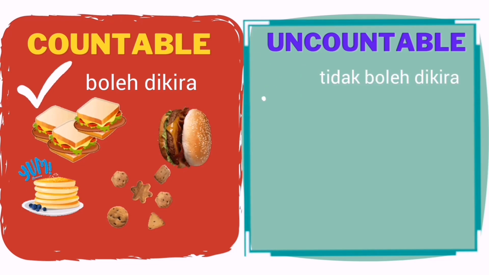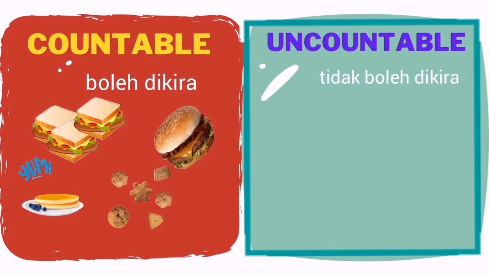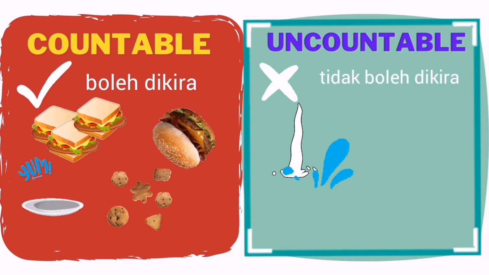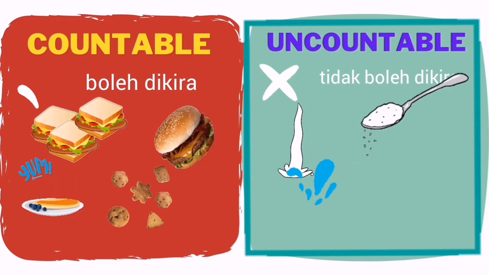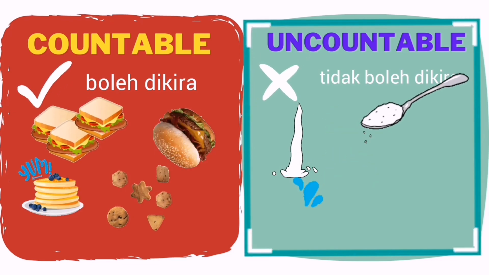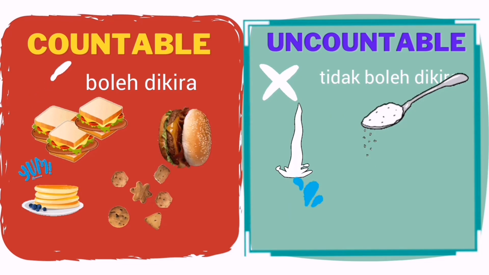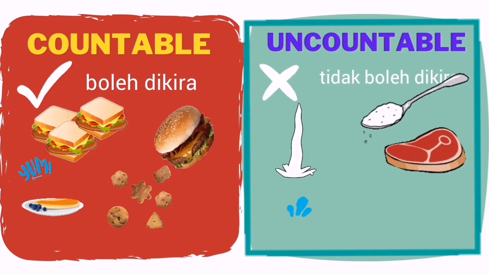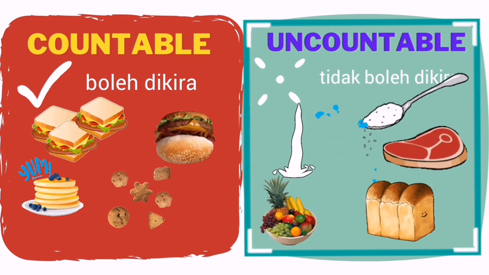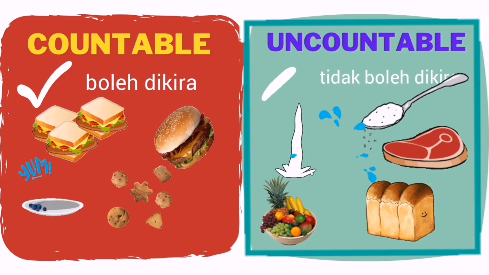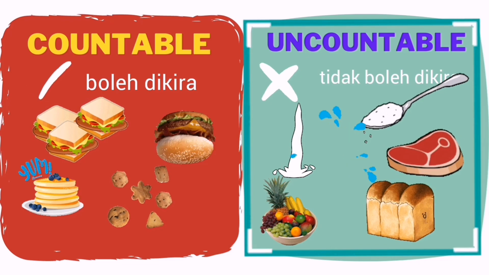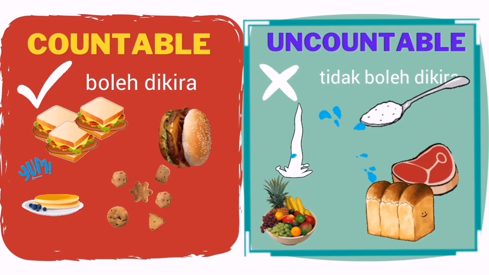On the other hand, uncountable nouns are the things that cannot be counted. Maksudnya tak boleh dikira. For example, milk and water. Susu dan air kita tak boleh kira. And then sugar. Gula pasir ada banyak sangat, jadi kita tak boleh nak kira satu-satu. So it become uncountable. And then meat, fruit, bread, all of these cannot be counted. Kesemua ini adalah contoh yang tidak boleh dikira.